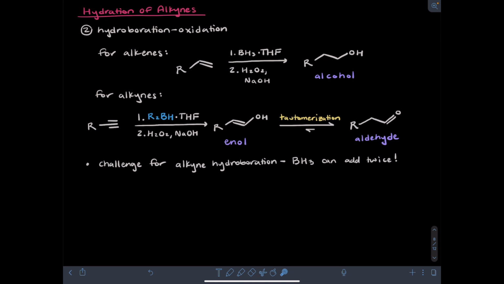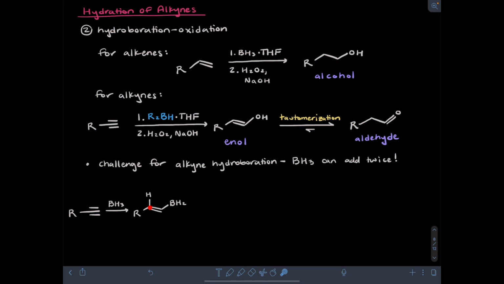So, why do we use R2BH instead of BH3 here? A challenge with alkynes is that they contain two pi bonds instead of just one, and BH3 is small and very reactive, and it can add to alkynes twice. So let's consider you wanted to add a BH3 molecule to an alkyne. BH3 would react in an anti-Markovnikov manner. You would have a syn addition of the hydrogen and the BH2 group to the alkyne, with the BH2 added to the less substituted carbon.